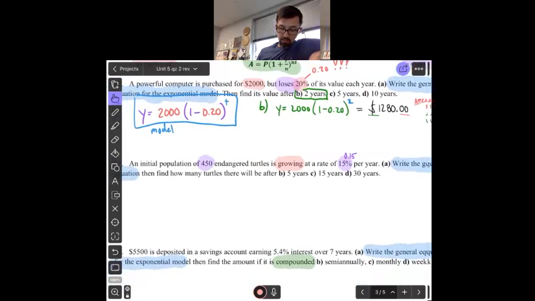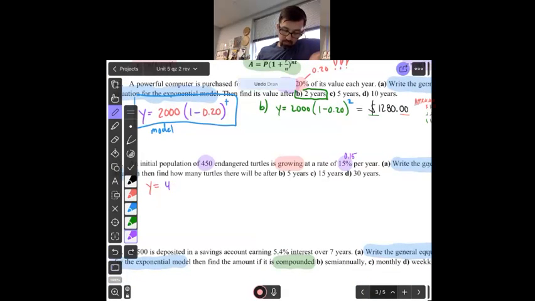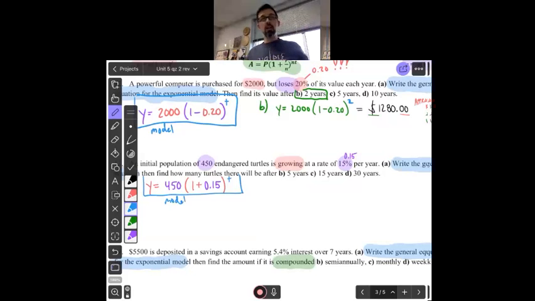So my model, y equals the initial amount of turtles times 1 plus, make sure it's plus this time, 0.15 to the t power. There's my model equation. That's the equation I'll use to find all the other stuff. There's my general, there's my model equation. That's the expectation, that you guys write that. Then you go and do the next part.